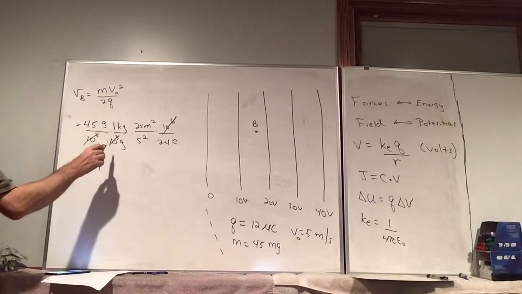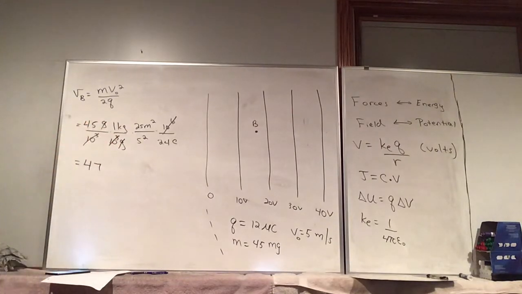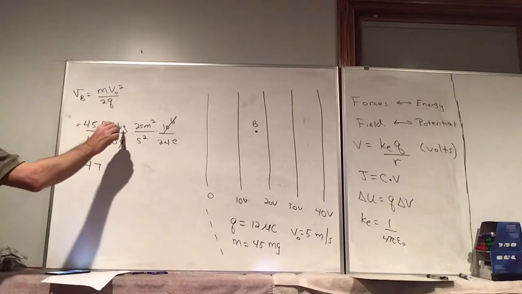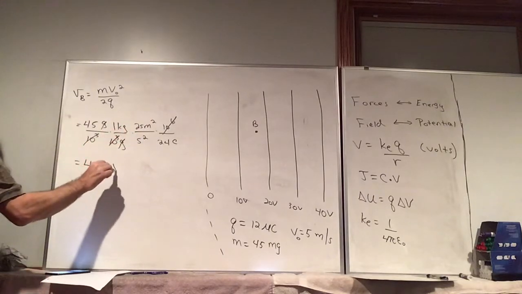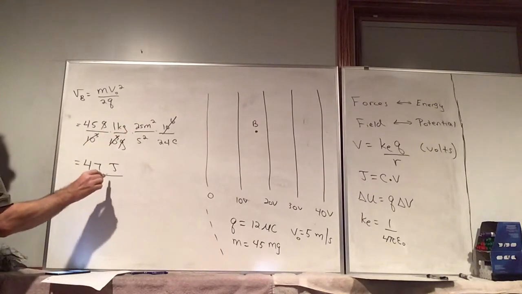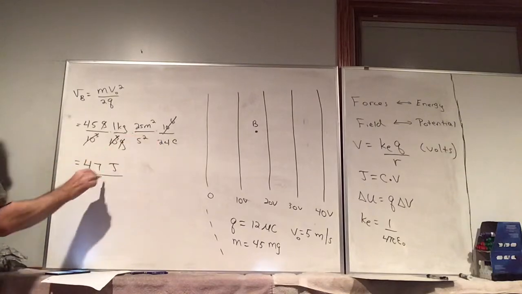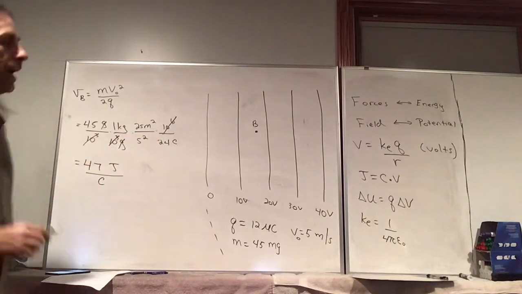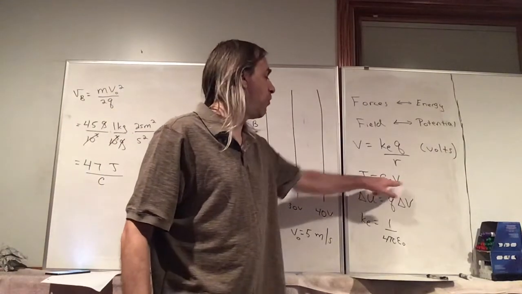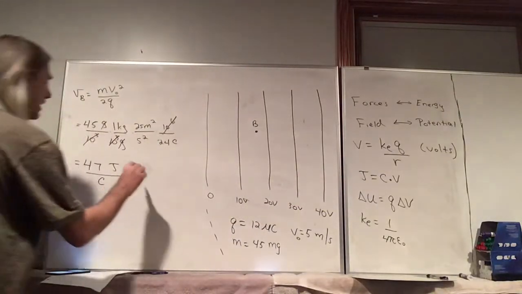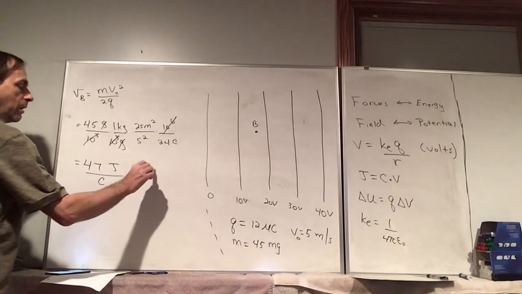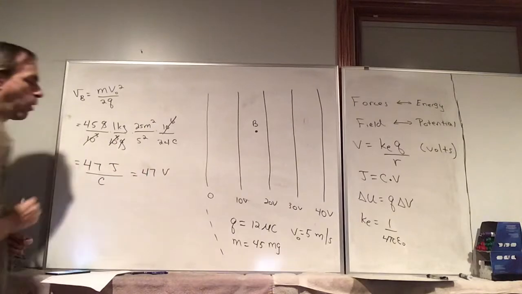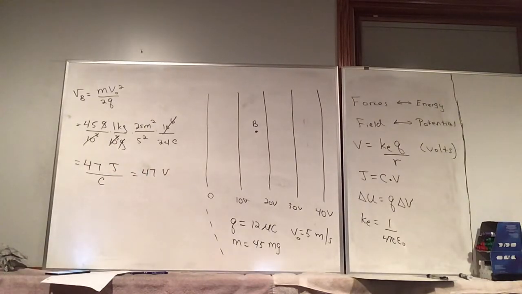And for the units, the grams cancel here. We have kilogram meter squared per second squared. That would be a joule, and then over a coulomb. And remember, a joule is a coulomb volt. So a joule over a coulomb is a volt. So we're getting roughly 47 volts for the potential at B.